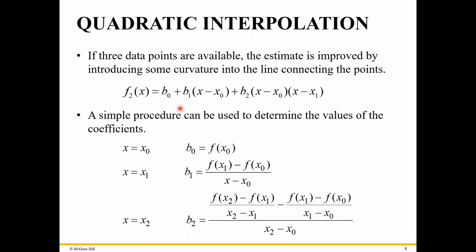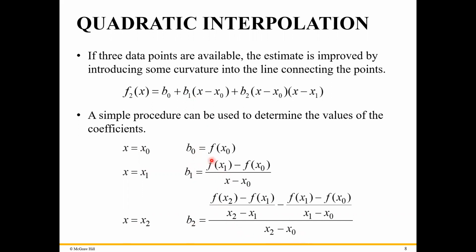And if we take x equal to x1 here, then this second term will be zero. So then we can find the value of b1, which will be equal to f(x1) minus f(x0) over x1 minus x0. Or if we take x equal to x2, then we just put in these values and rearrange the terms. So with a little bit of algebra and inputting these values into this equation, we can find the values of b0, b1, and b2.